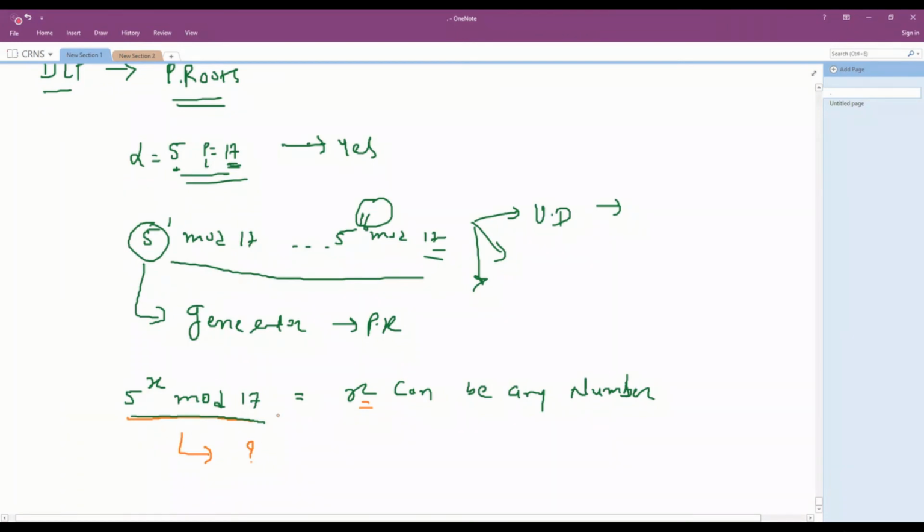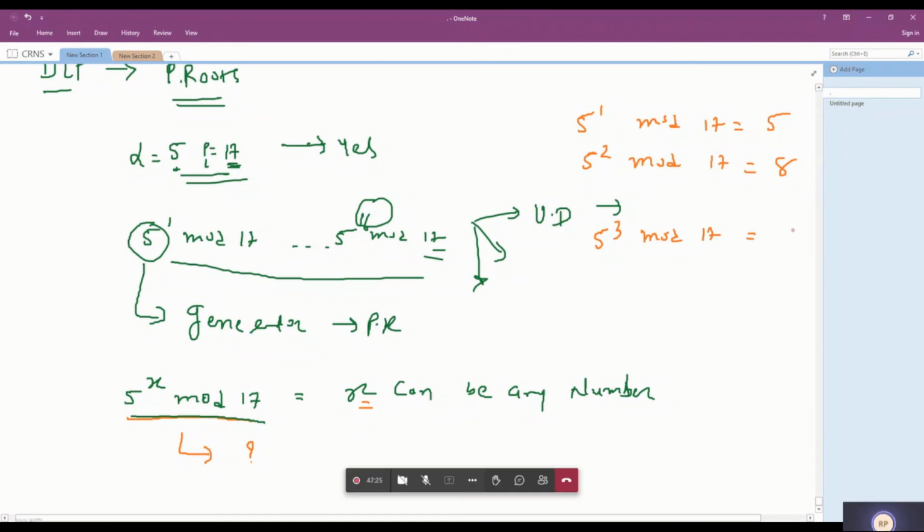Just remember that T analogy. Are you getting the question? Let me repeat. See what you have found over here: 5 raised to 1 mod 17, what is the value? 5. Okay. 5 raised to 2 mod 17? 8. Okay. 5 raised to 3 mod 17? 6.